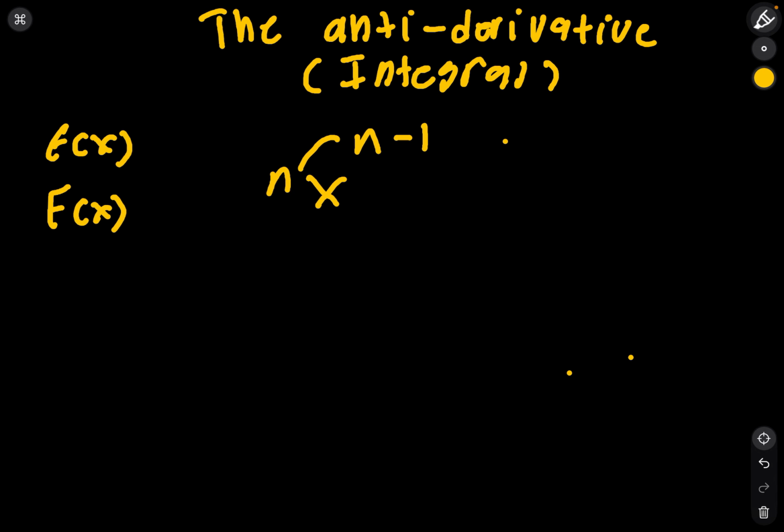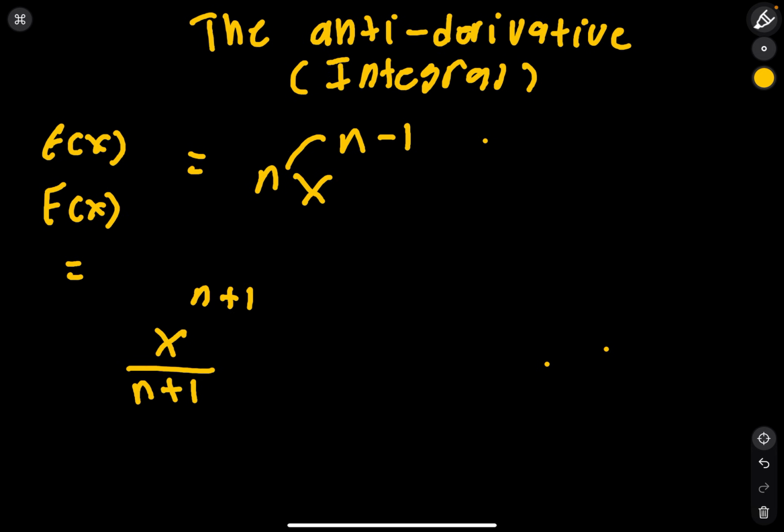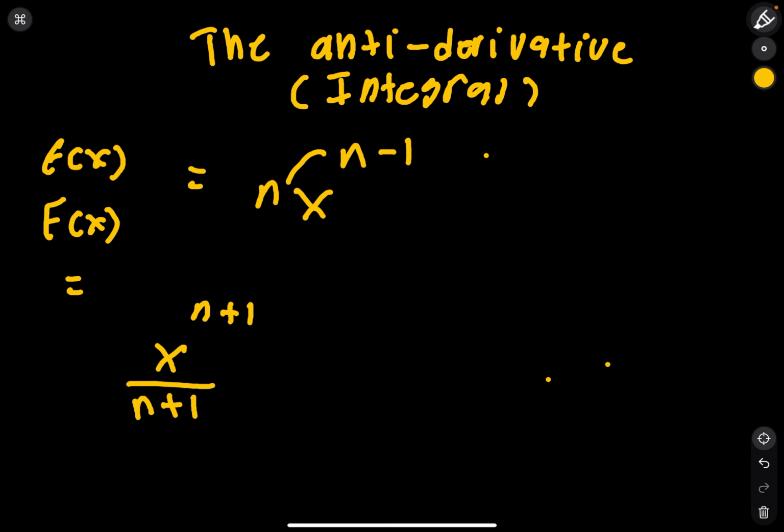For the antiderivative, it looks something similar to it. You have x to the n. But then, instead of doing minus 1, you would do plus 1. And then from here, you would also divide it by n plus 1. That's essentially what the antiderivative is. And I'll show you why it works.